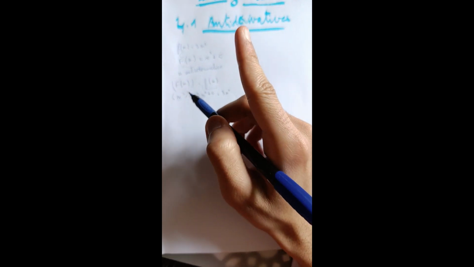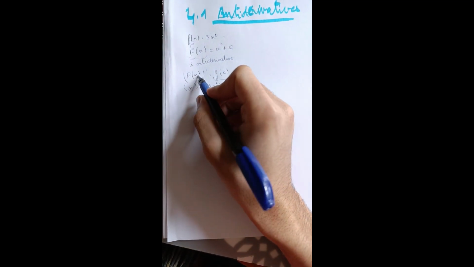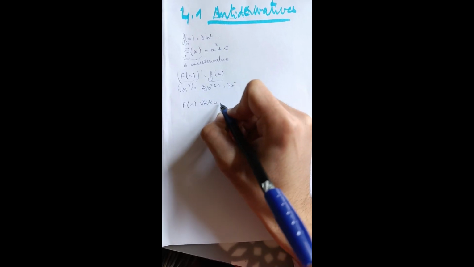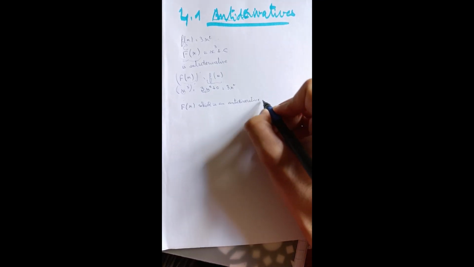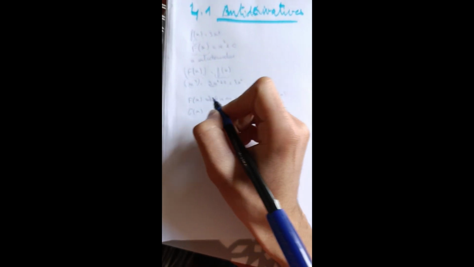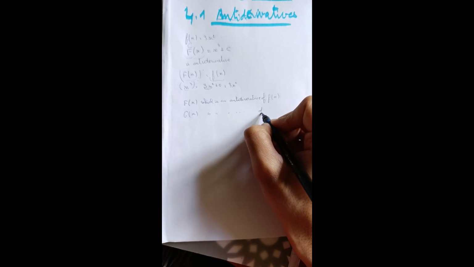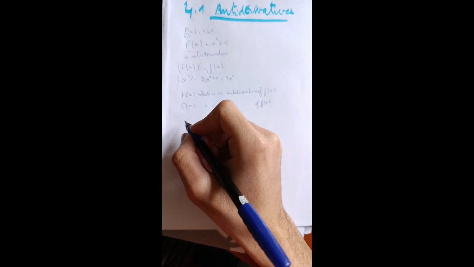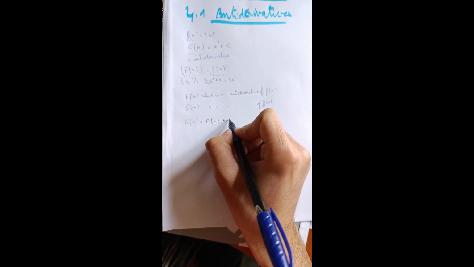And that's what our first theorem says. It says that if we have an F of x, which is an antiderivative of small f of x, and then we have a G of x, which is also an antiderivative of f of x, then this means that G of x is just F of x plus a constant.